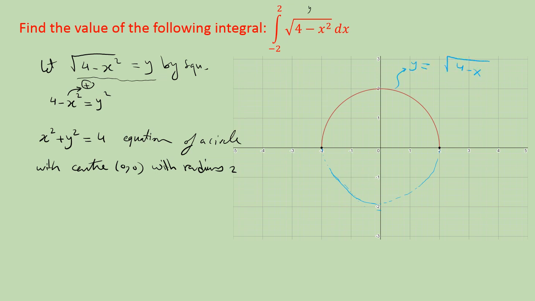4 minus x squared. But the down half is the function y equal negative square root 4 minus x squared. But here the function we have is y equals square root 4 minus x squared, which is the positive square root. So the graph of the function is the above half of the circle. Okay, now we want to get the area of the semicircle.